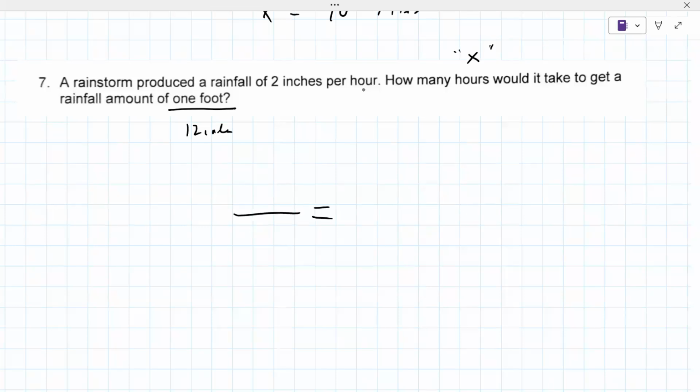So you've got to set up another proportion here. So 2 inches per 1 hour. You could also put 1 hour over 2. That's a little odd. Normally you would put 2/1, but it does work as long as you stay consistent, as long as you put the distance here and the time here. That also works.